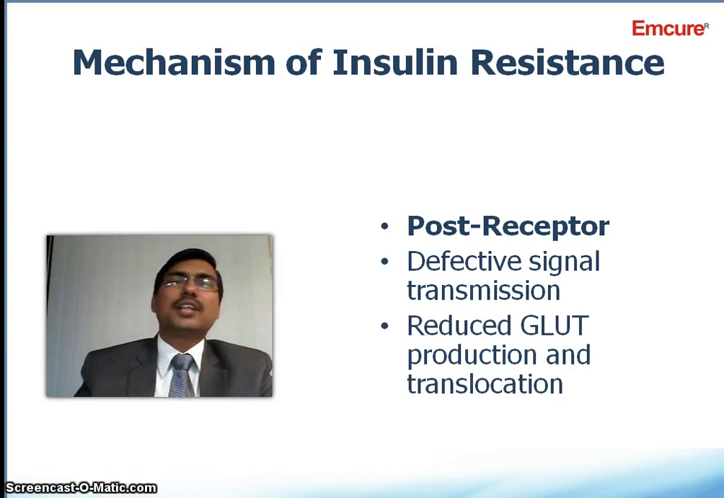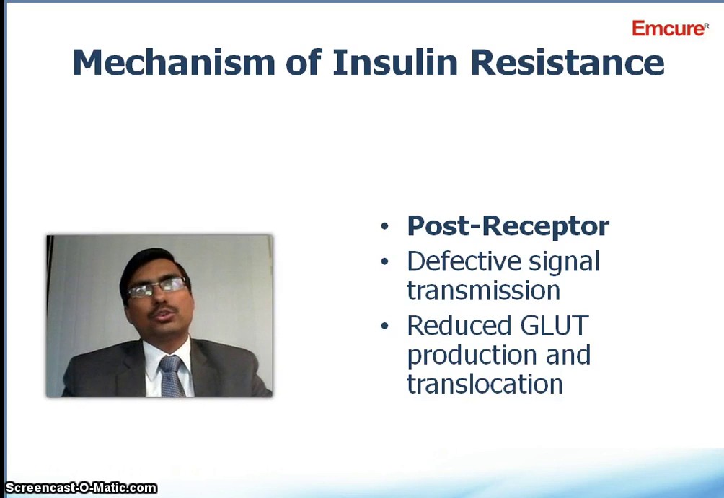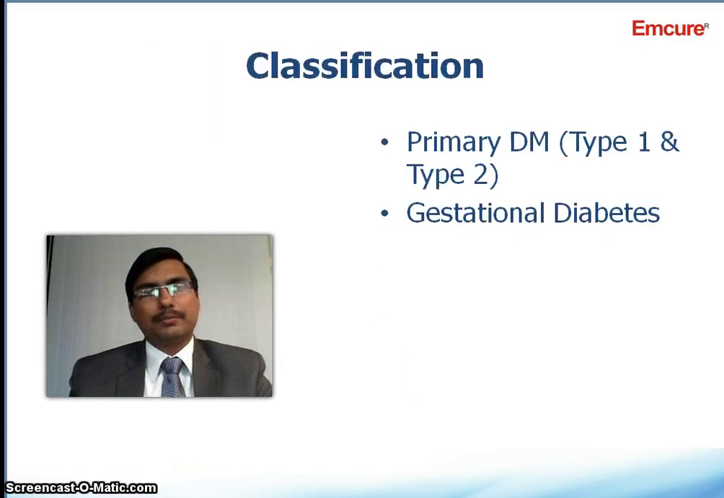Next point is reduction in the glucose production. So the total number of glucose transporters decreases, or sometimes although glucose transporters are present inside the cell, they won't translocate towards the cell membrane, and thereby it cannot take up the glucose efficiently.